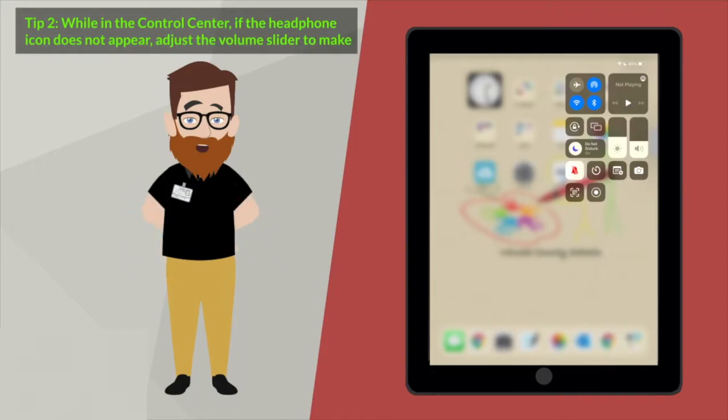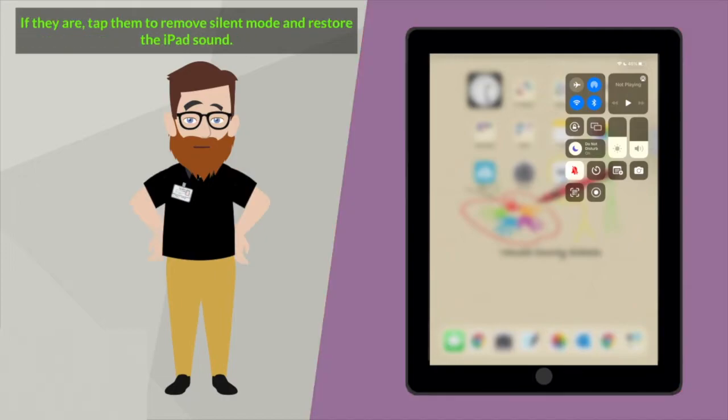Tip 2. While in the control center, if the headphone icon does not appear, adjust the volume slider to make sure the volume is up. Also make sure the moon icon is not blue or the alarm bell icon is not red. If they are, tap them to remove silent mode and restore the iPad sound.